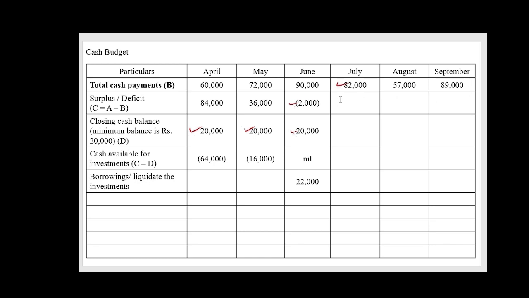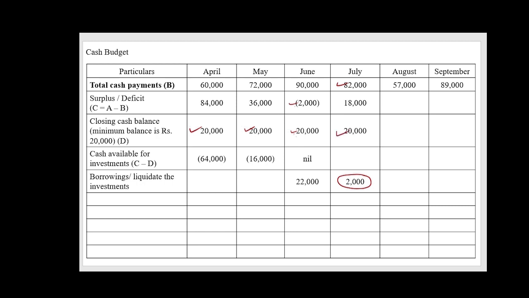So how much money will the business have after paying this 82,000 from 1 lakh? It will have 18,000 rupees in its hand. But then it falls short, because out of this 18,000, at least 20,000 has to be maintained in the business. That means it is falling short of 2,000 rupees, which it has to borrow. It has 18,000 rupees after making all the payments, but the minimum cash balance that has to be maintained is 20,000 rupees. So it is falling short of 2,000 rupees which it has to borrow.